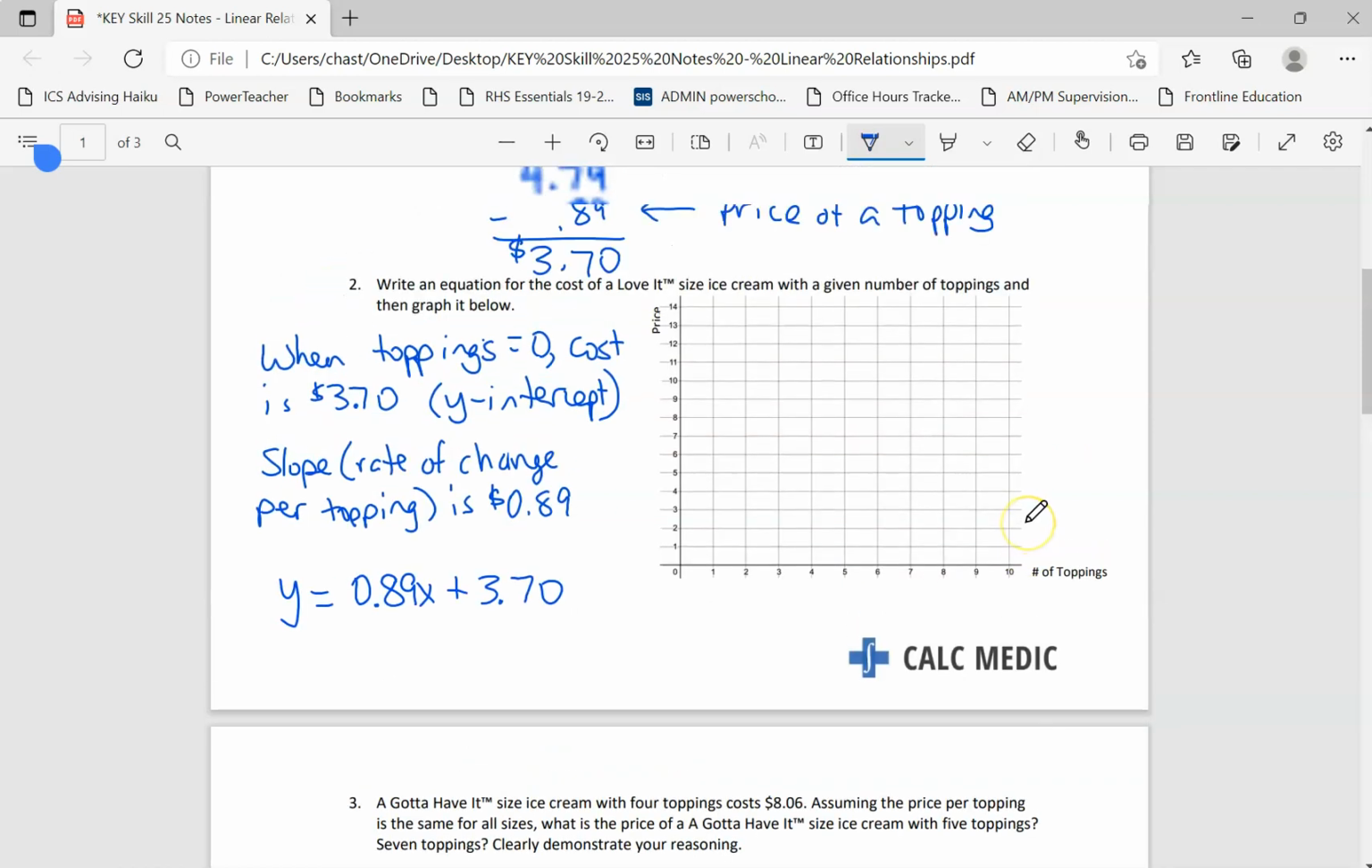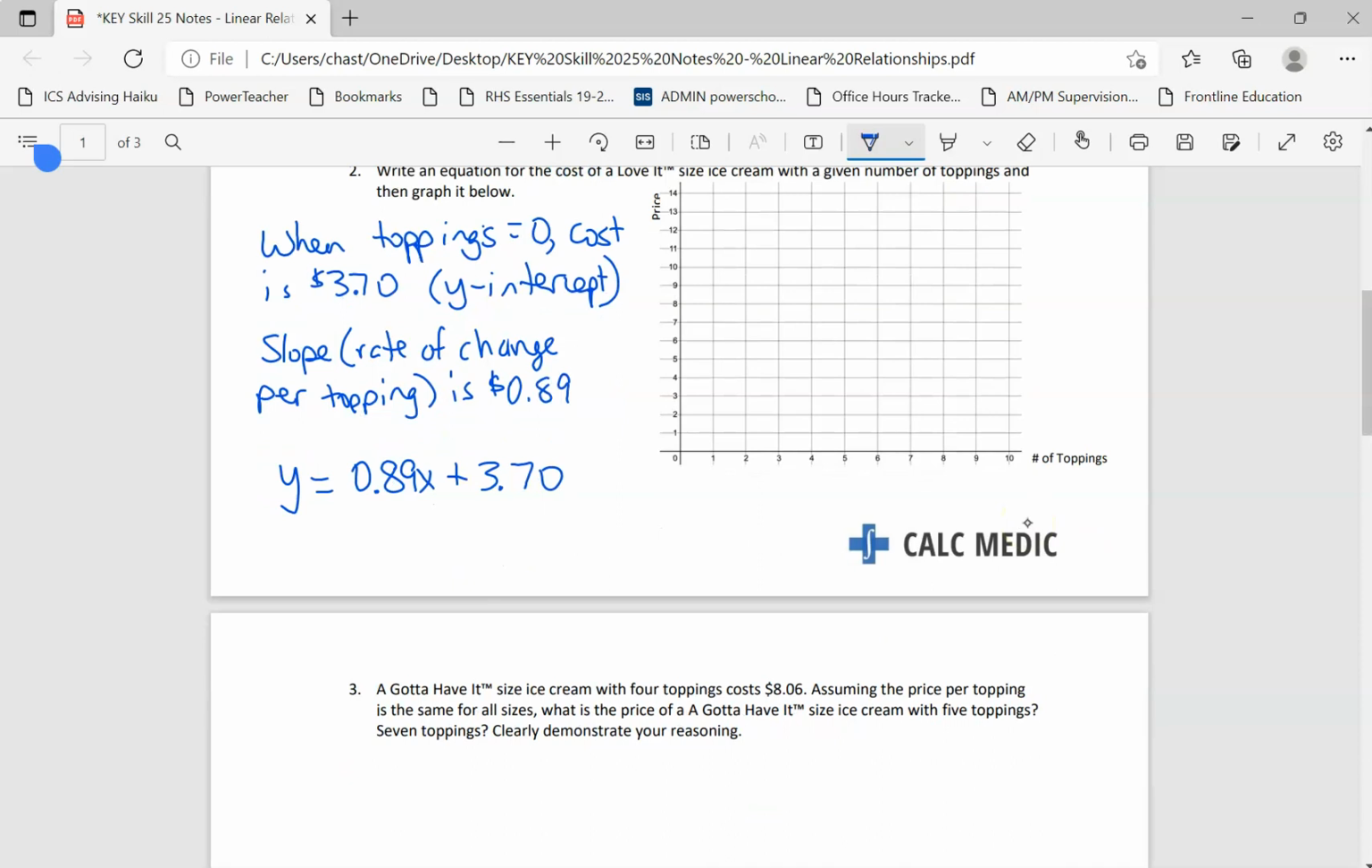So what we are going to do is graph this. So $3.70, that's probably about right here. And then when we add one topping, we're going to go up 89 cents. So let's see, 3.70 plus 89 cents is going to be about 4.59. So probably about right there. And you can see that we would have this linear relationship here between the number of toppings, which is your x-axis, and the price, which is your y-axis. And that's how we'd graph this.